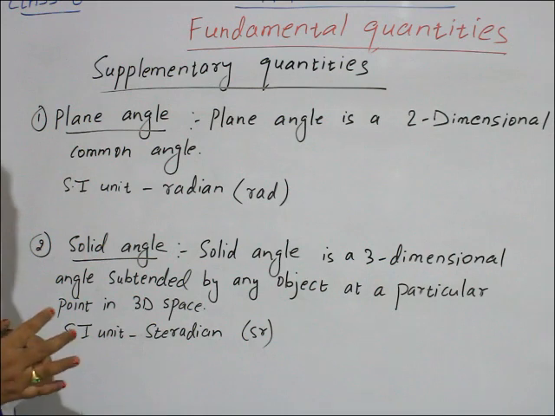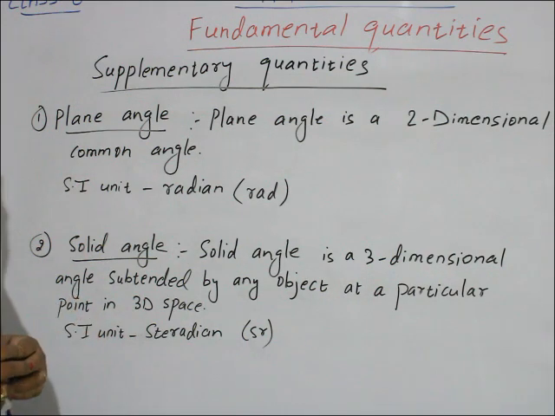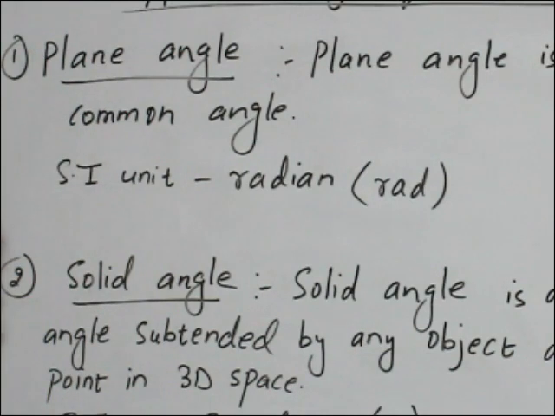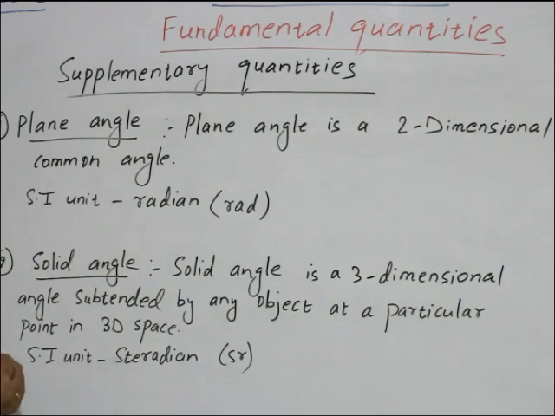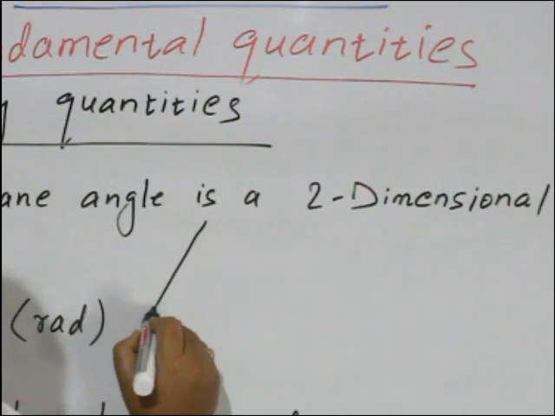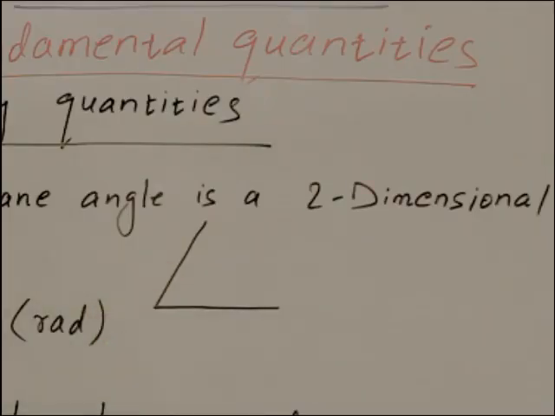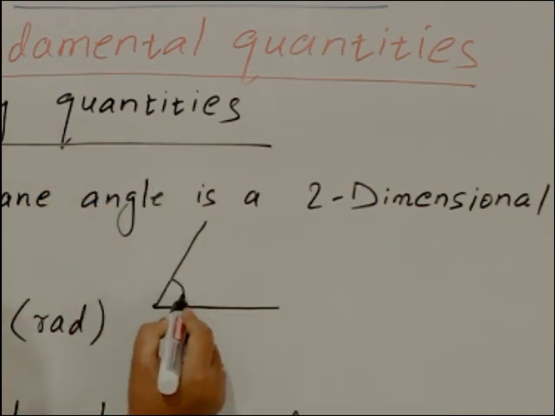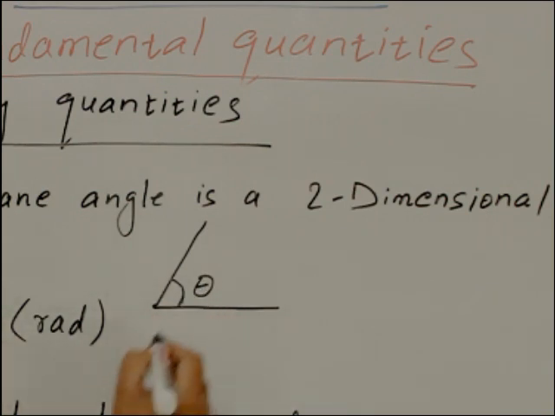So next, children, we saw a total of 7 fundamental quantities. Next, the 2 supplementary quantities are plane angle and solid angle. First is plane angle. Plane angle is what? It's a 2-dimensional angle, the common angle you already studied in maths. Suppose this is one side, this is another side. The point where both the sides meet is called the vertex.